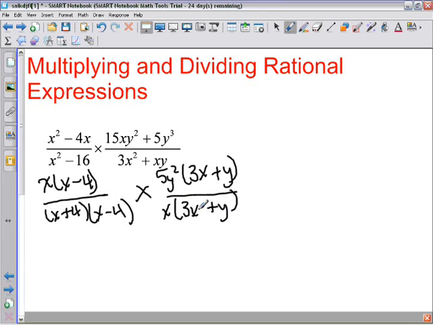Now you have to simplify each fraction by finding like terms in both the numerator and denominator. So here you can cross out 3x plus y, both x's, and x minus 4. Now you multiply the remainder and you get 5y squared divided by x plus 4.